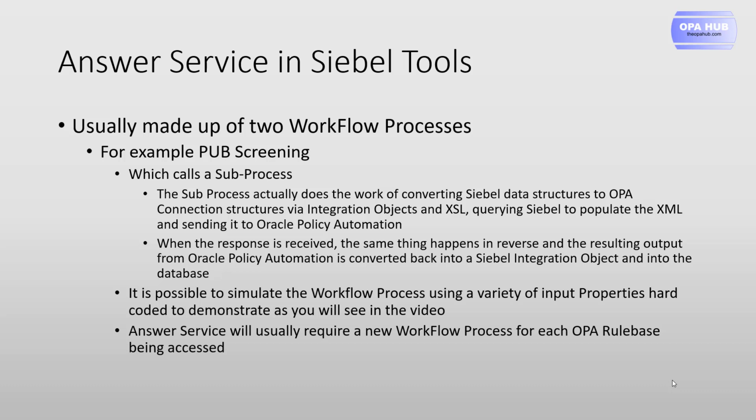In Siebel Tools, you can probably find some examples of this, especially if you've been working in Siebel IP15. There's one called PUB screening, which calls a subprocess. The subprocess actually does the hard work of converting Siebel structures into the OPA connection structures. So moving from integration objects and components into tables and fields. And it uses XSL. This should all sound very familiar if you've been working through the other examples.